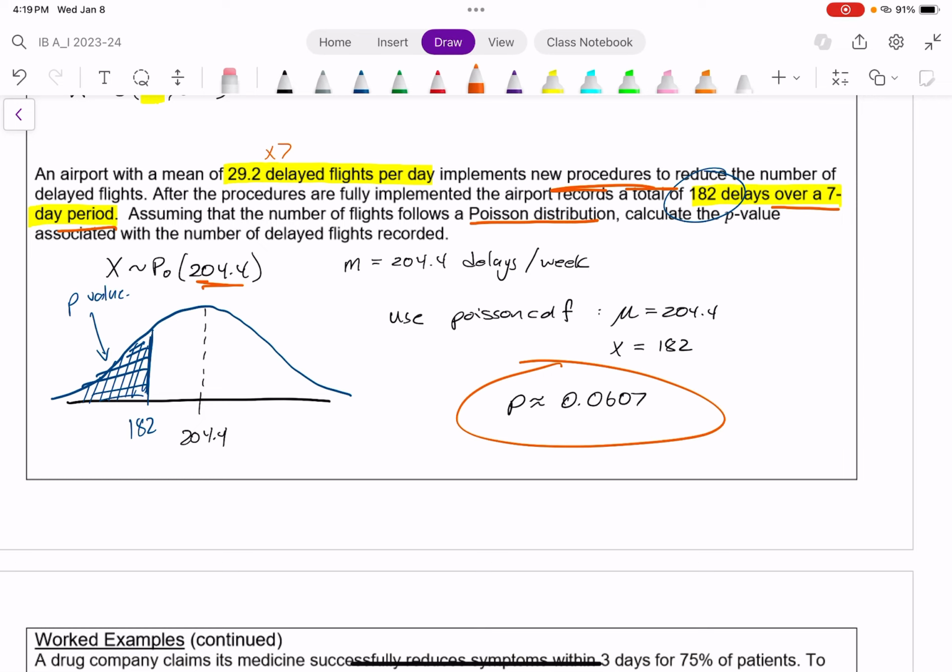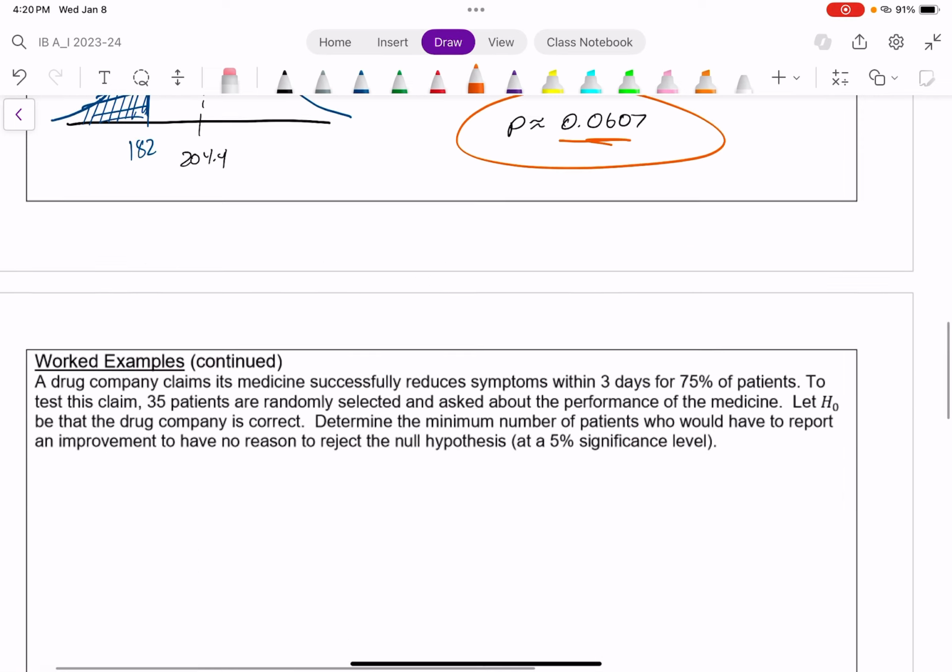And so, again, there's no hypothesis test to do here, although we could. But again, it does look like these improvements have worked because there's only a 6% chance that we would actually see this. But there's no significance level given, so we can't say more than that.